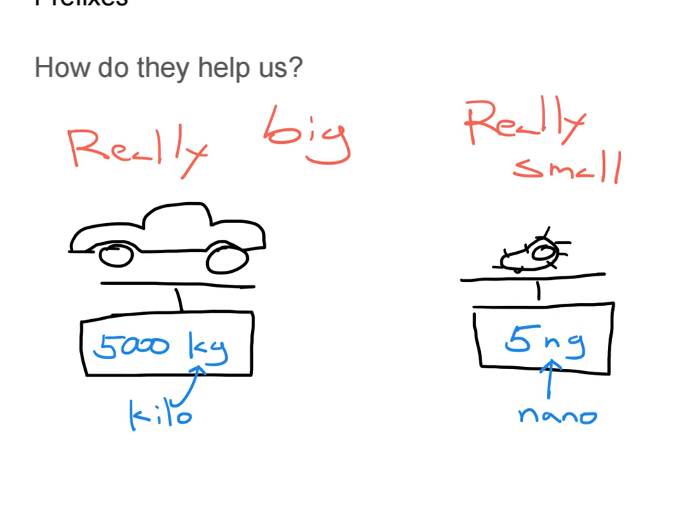It isn't anywhere close to a gram, because a gram is about the weight of a small coin, like a dime. A dime is even a little bit heavier than a gram, but if we're dealing with bacteria, it's going to be way smaller than that. So we need to go down to prefixes like nano to show that this is really small. But both of these, the car and the bacteria, are both being weighed using grams.